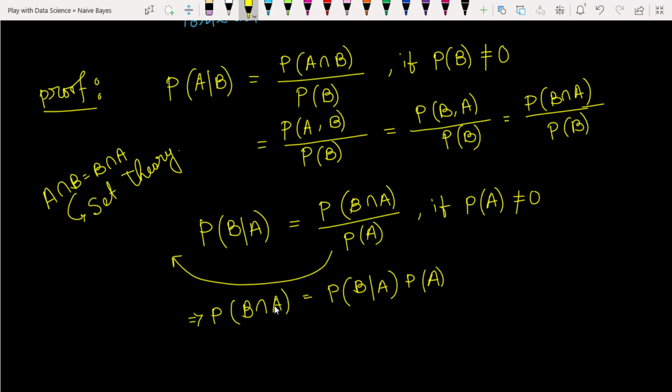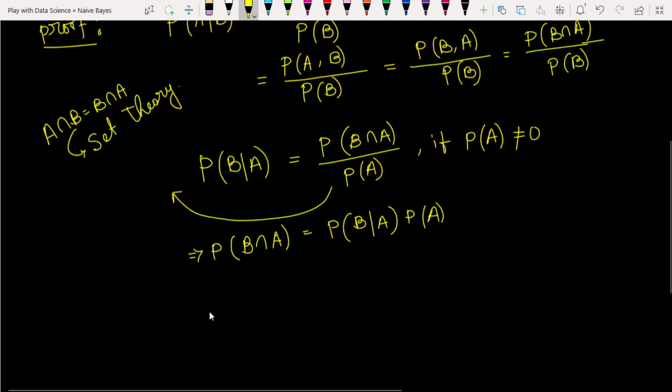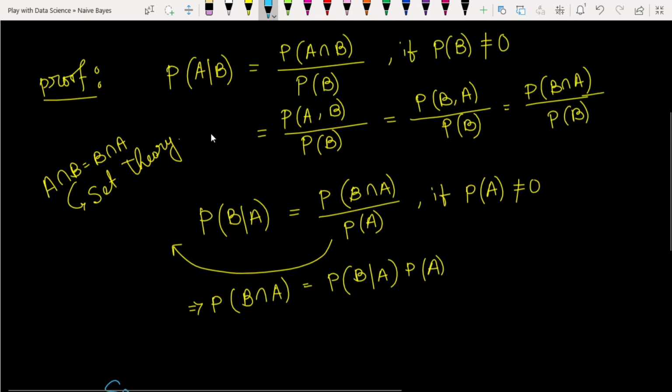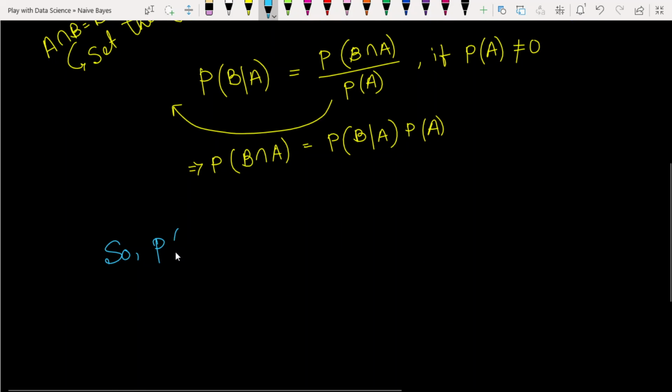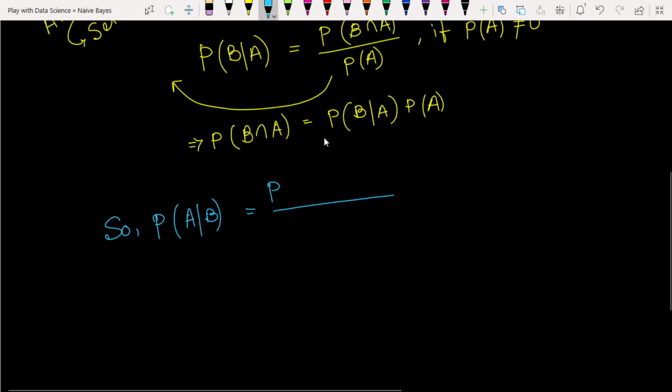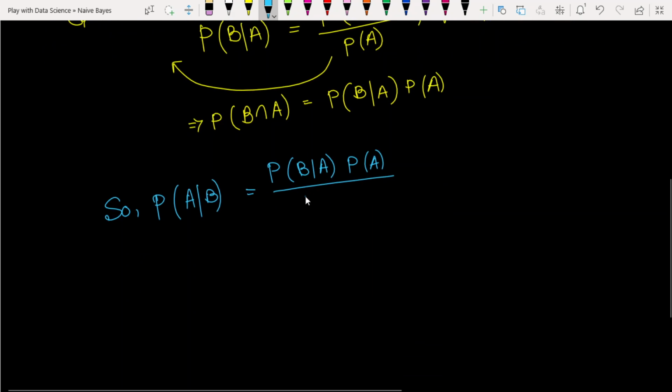Okay. Now we simply substitute this into this formula, nothing else. Then we can easily prove it. So if you write the probability of A given B, now simply put this value in, and under it will be the probability of B.